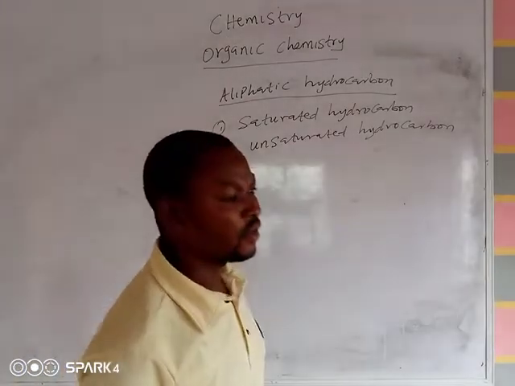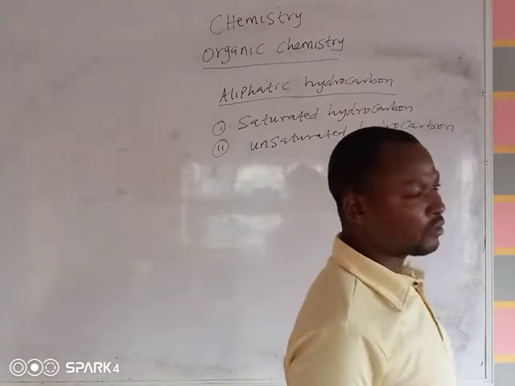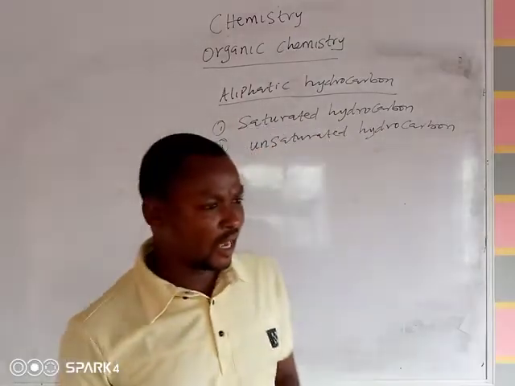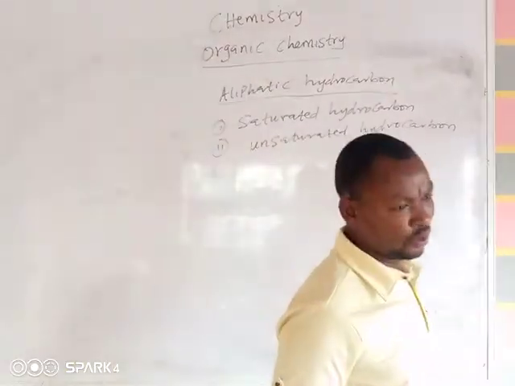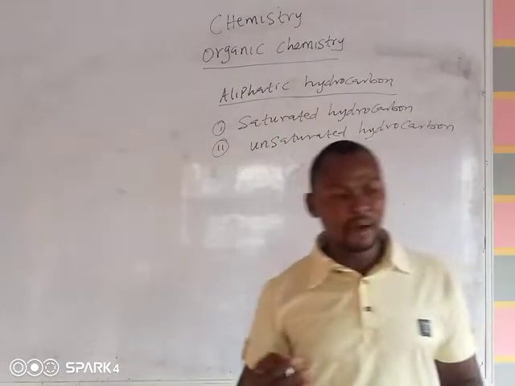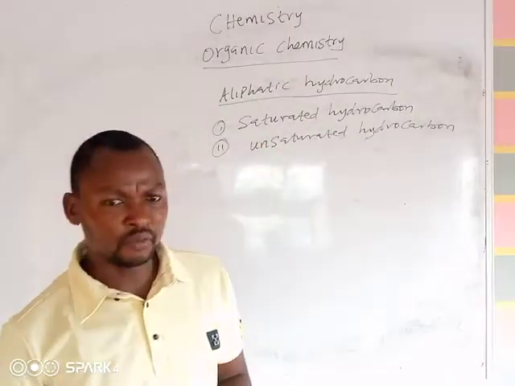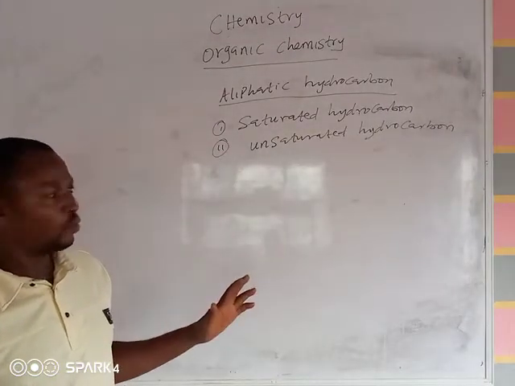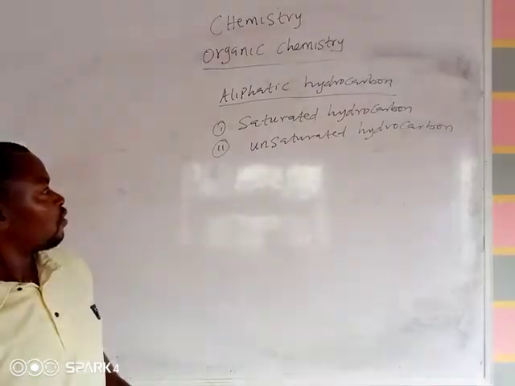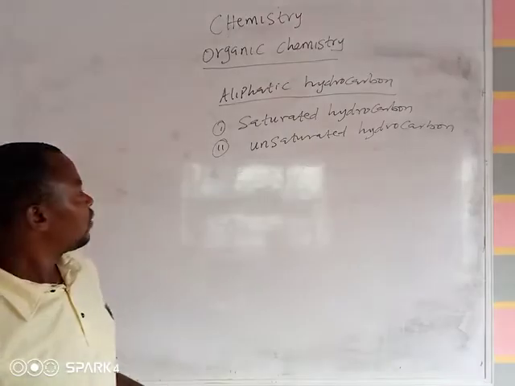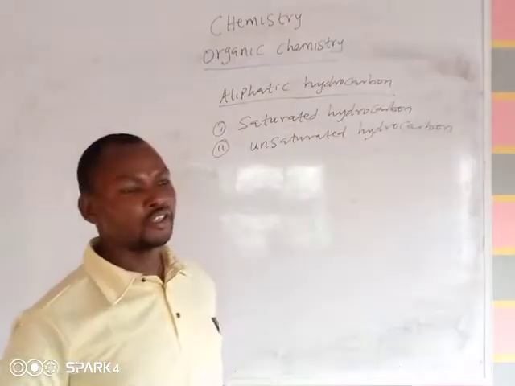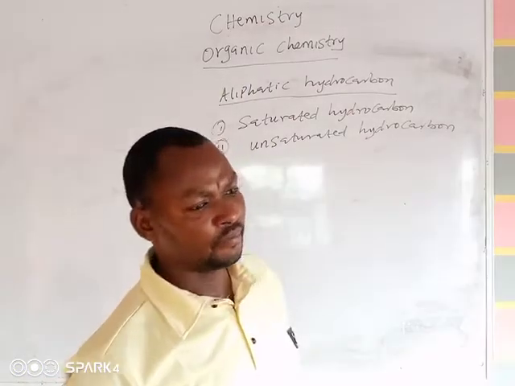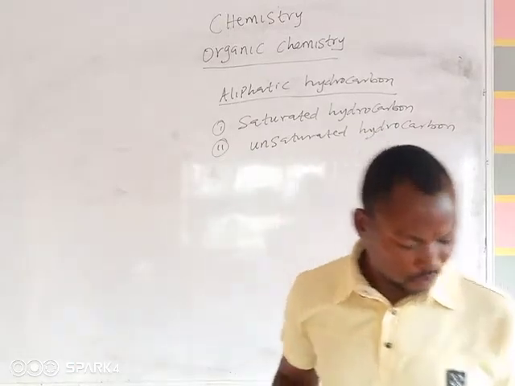Unsaturated hydrocarbon is a compound that has a pair or more pairs of bonds. A pair means that it has 2 bonds or 3 bonds. So unsaturated hydrocarbon has a double bond or triple bond between carbon atoms.